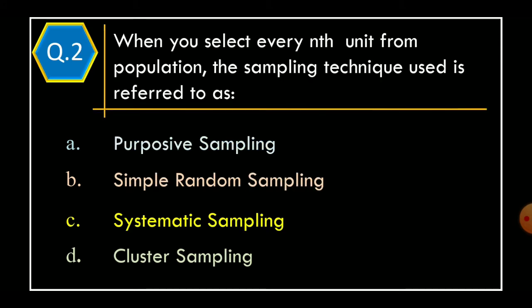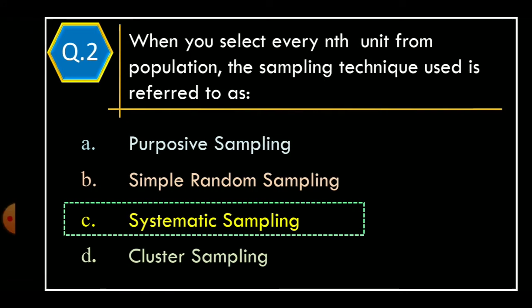Question 2. When you select every nth unit from population, the sampling technique used is referred to as option A, purposive sampling, option B, simple random sampling, option C, systematic sampling, option D, cluster sampling. And correct option is option C, systematic sampling.